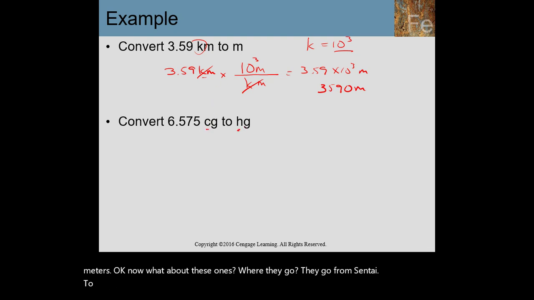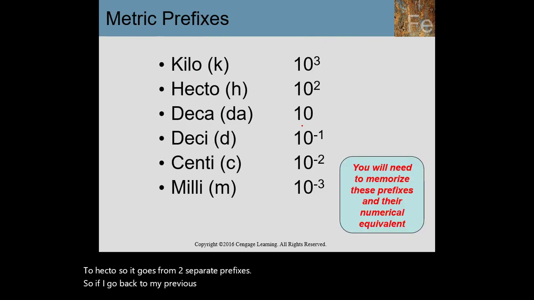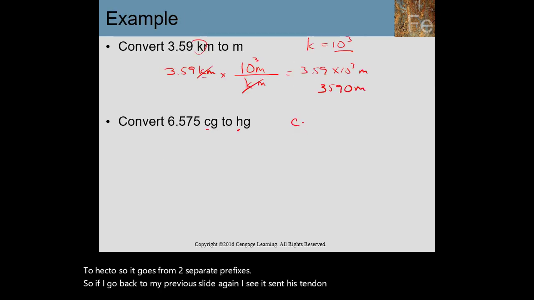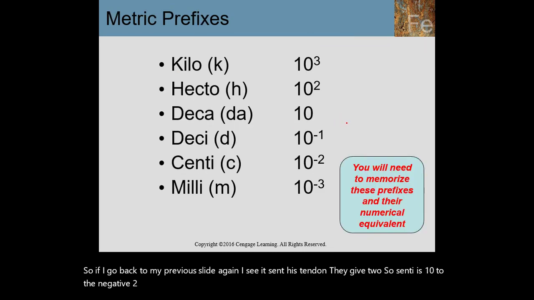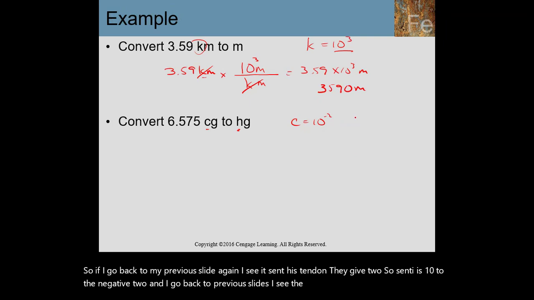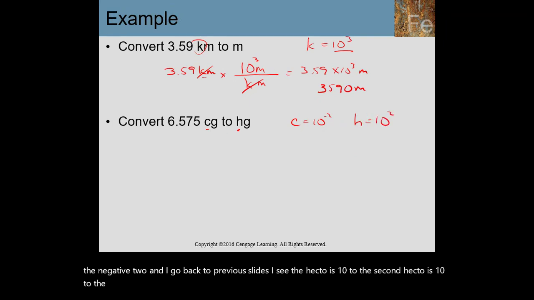Okay. Now, what about these ones where they go from centi to hecto? So it goes between 2 separate prefixes. Well, if I go back to my previous slide again, I see centi is 10 to the negative 2. And hecto is 10 to the second. Well, I'm going to use the same logic of this dimensional analysis.